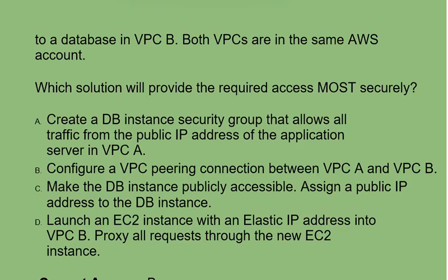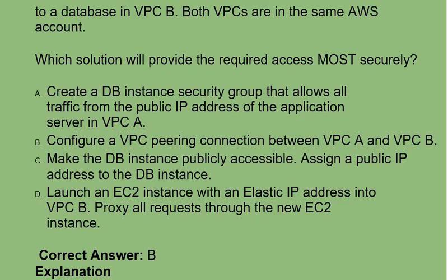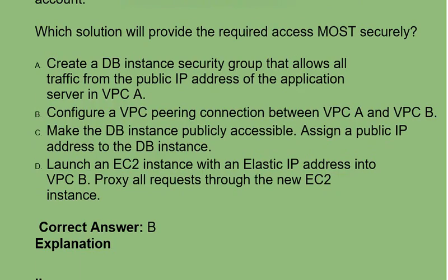Option D. Launch an EC2 instance with an elastic IP address into VPC-B. Proxy all requests through the new EC2 instance. Correct answer is option B.